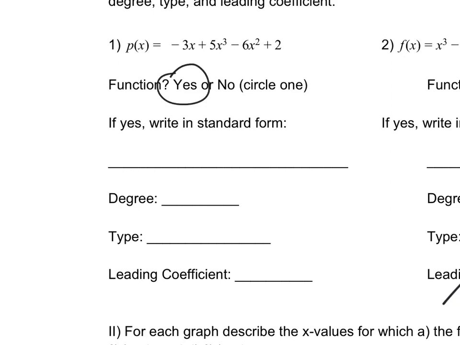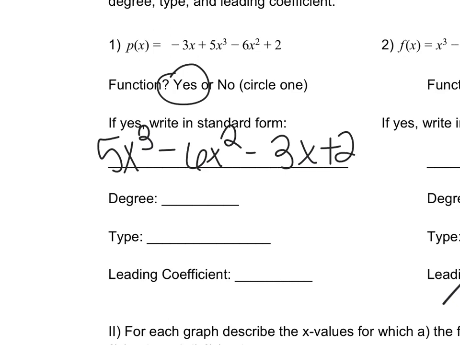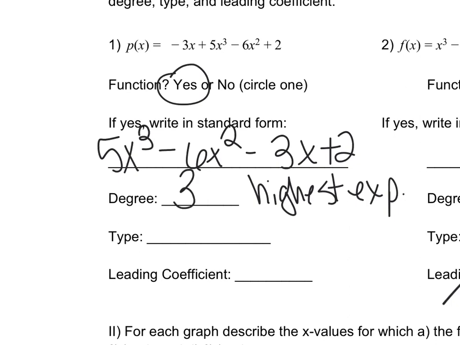So when we write it in standard form, that just means we're going highest exponent to lowest exponent. So we are going to have 5x to the third minus 6x squared minus 3x plus 2. The degree is always just the highest exponent. So in this case, the highest exponent is 3.